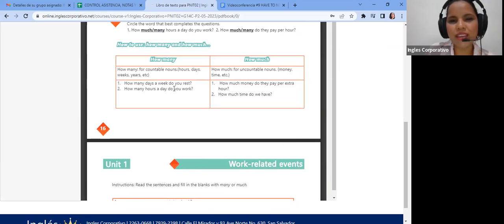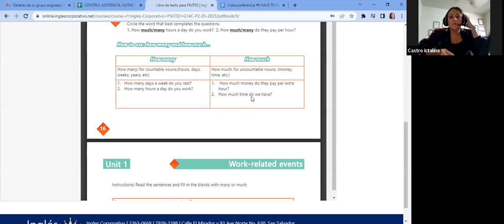How many days a week do you rest? How many hours a day do you work? And how much money do they pay for extra hours? Or how much time do you have?